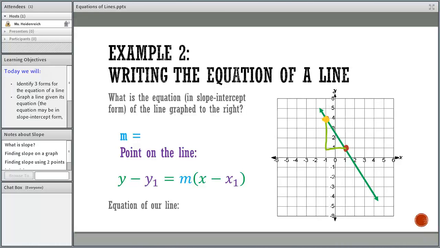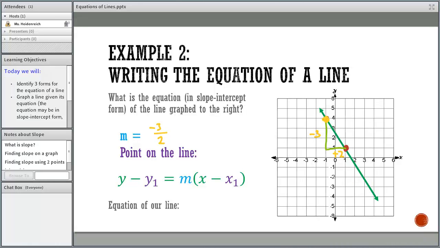To get to the red point, I have to go down 3. Notice I put minus or a negative for a down. And then I go right 2. So this slope, rise over run, would be down 3, right 2, negative 3 over 2. So that's our slope value.